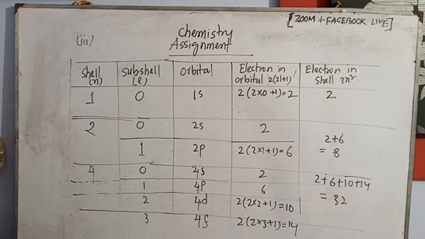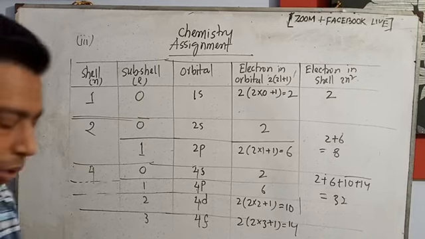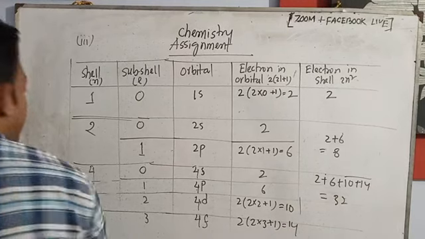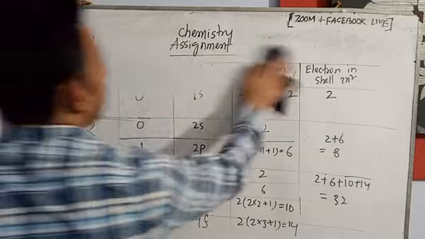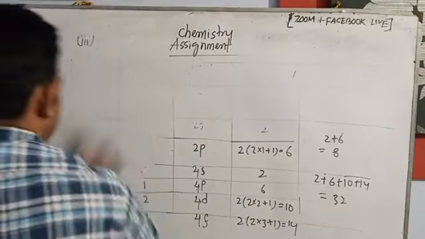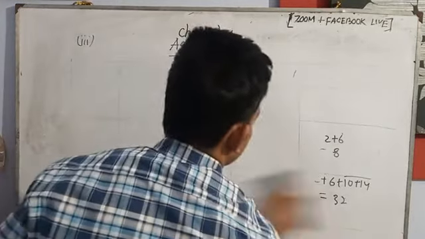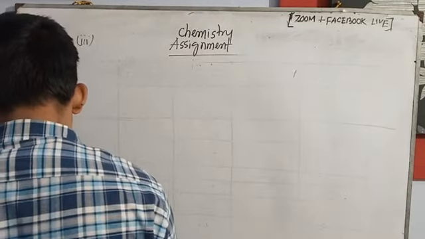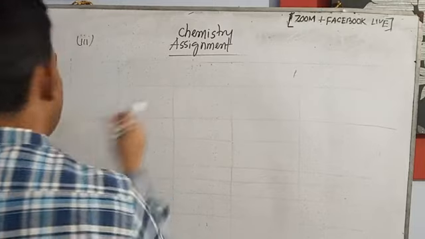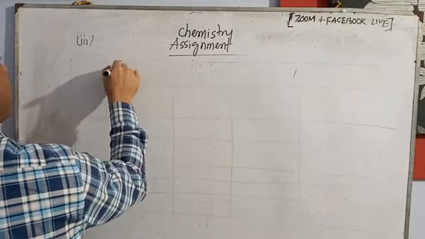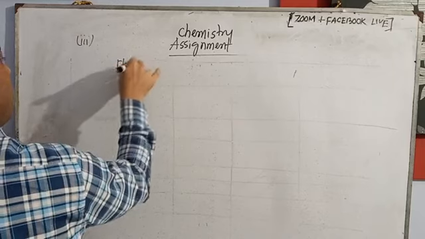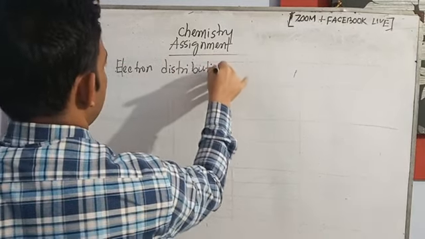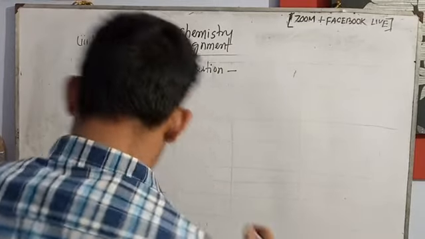Okay, then they told us to show the electron distribution of copper and find its position. I think you understand this one. Next one now. The electron distribution of copper. I take a lot of time, sorry for that.